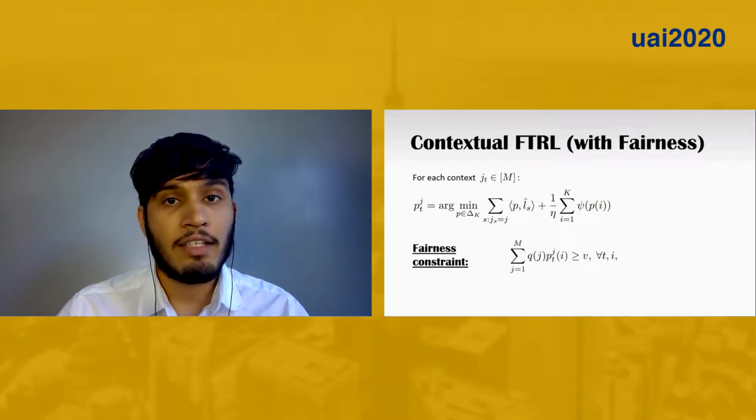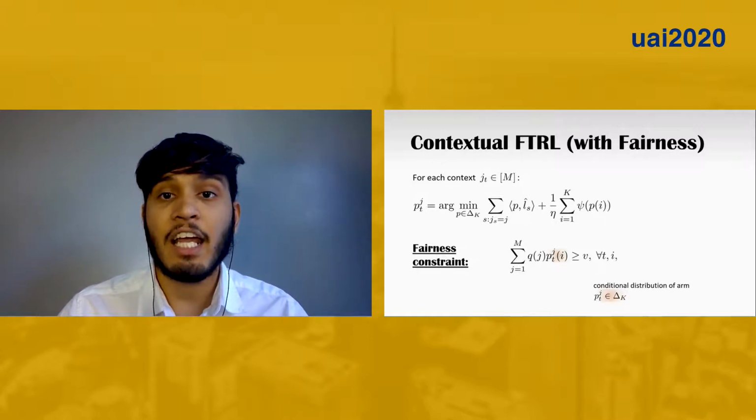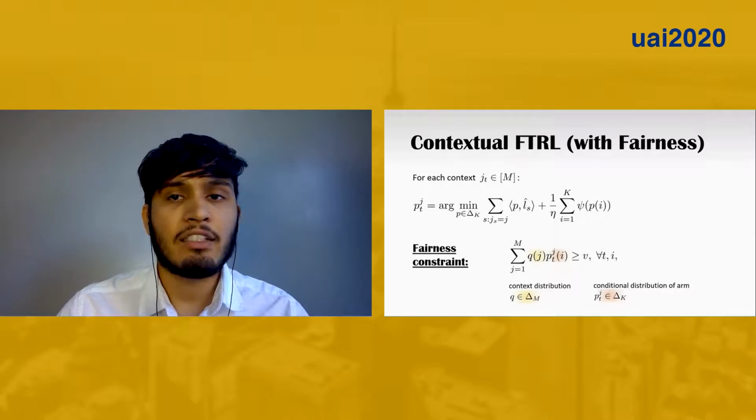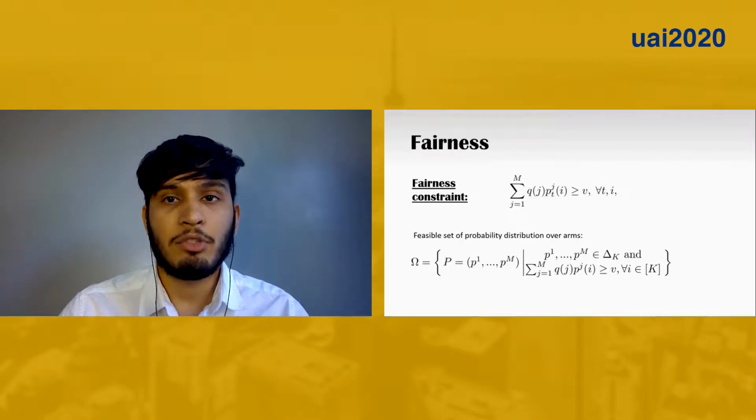To ensure fairness, we can define the following fairness constraint. The probability of selecting an arm i for context j at time t, multiplied by the probability of the context occurring, summed over all contexts, should be at least some minimum rate v. This constraint restricts the space of probability distributions over arms to a convex set omega that now satisfies the fairness constraint.